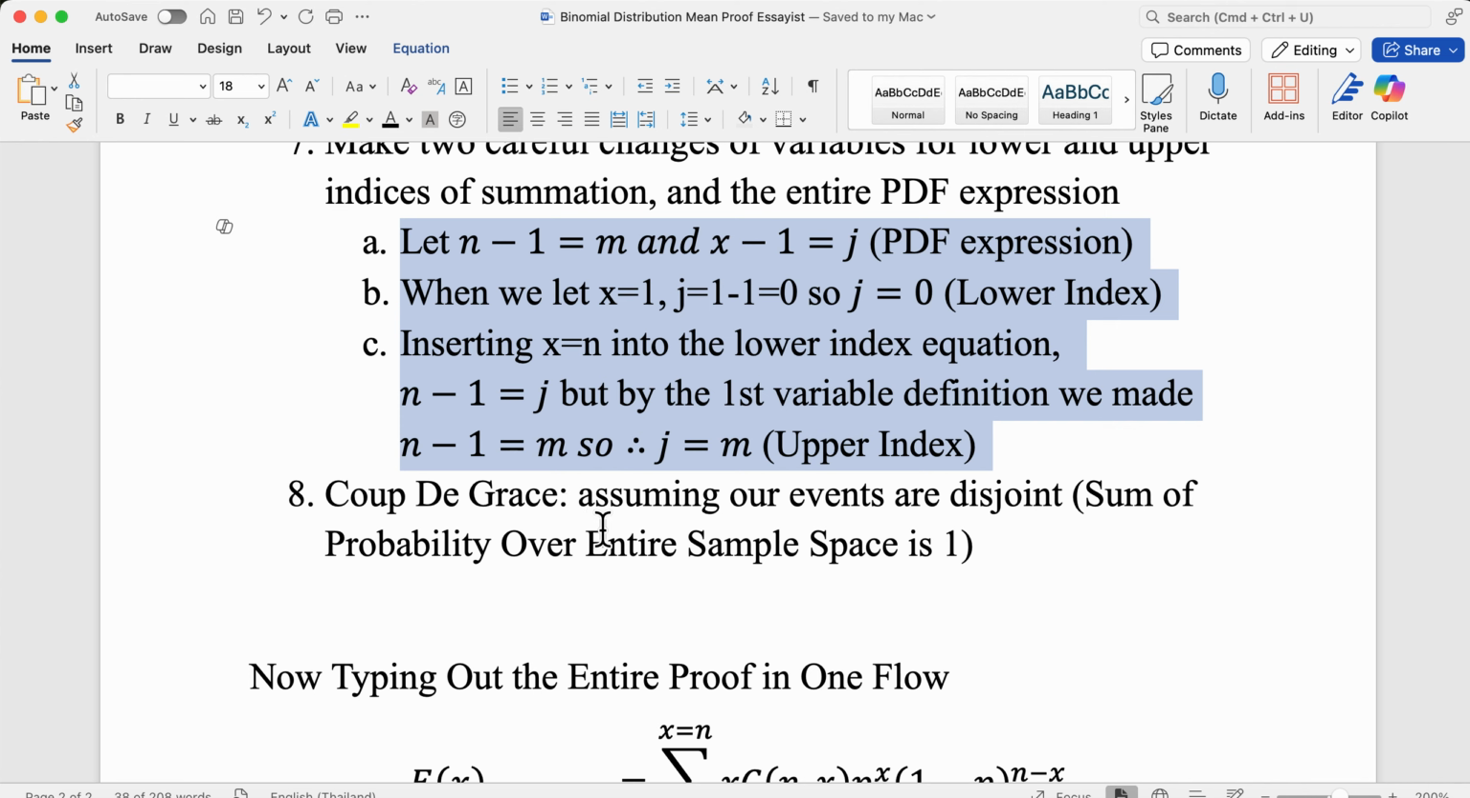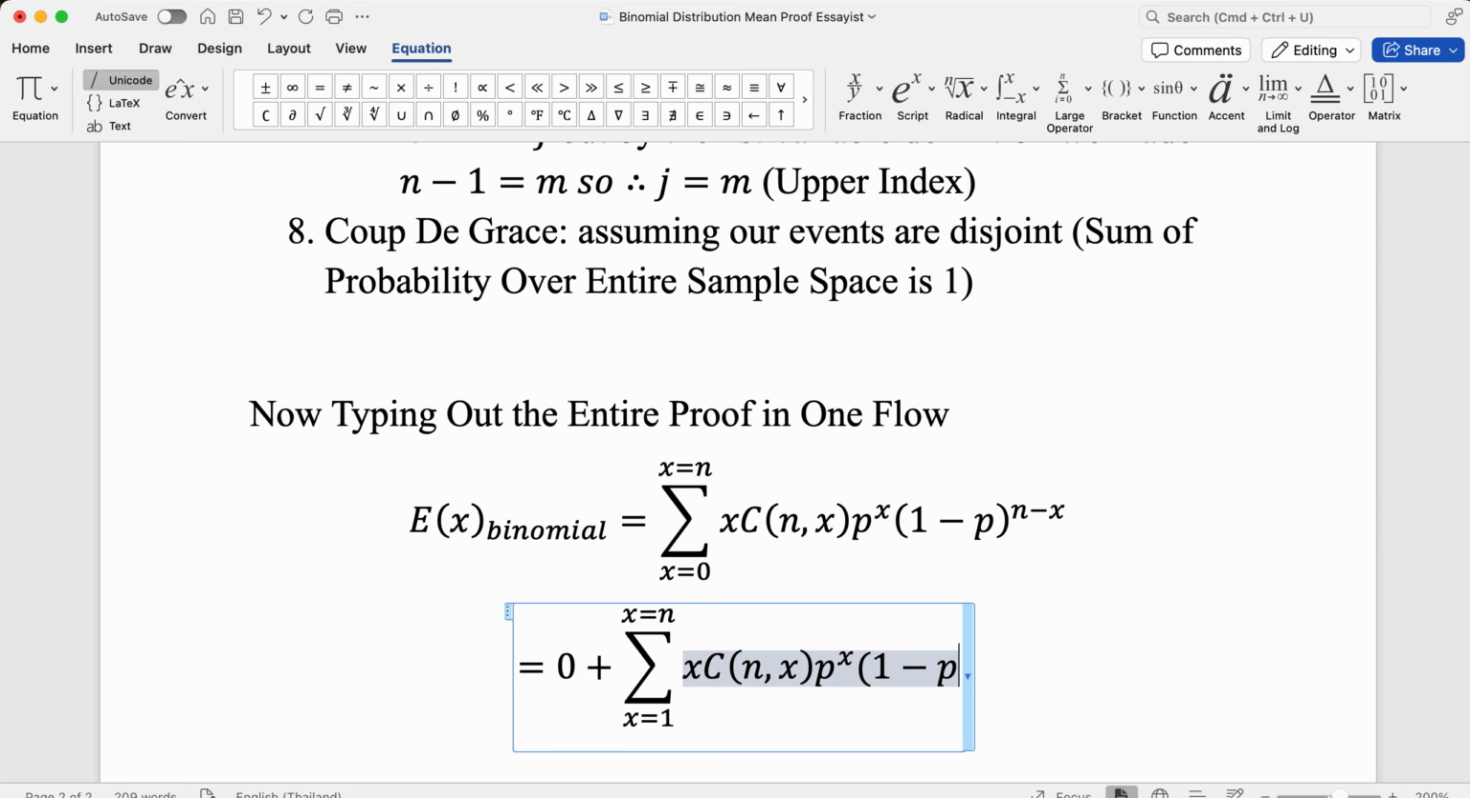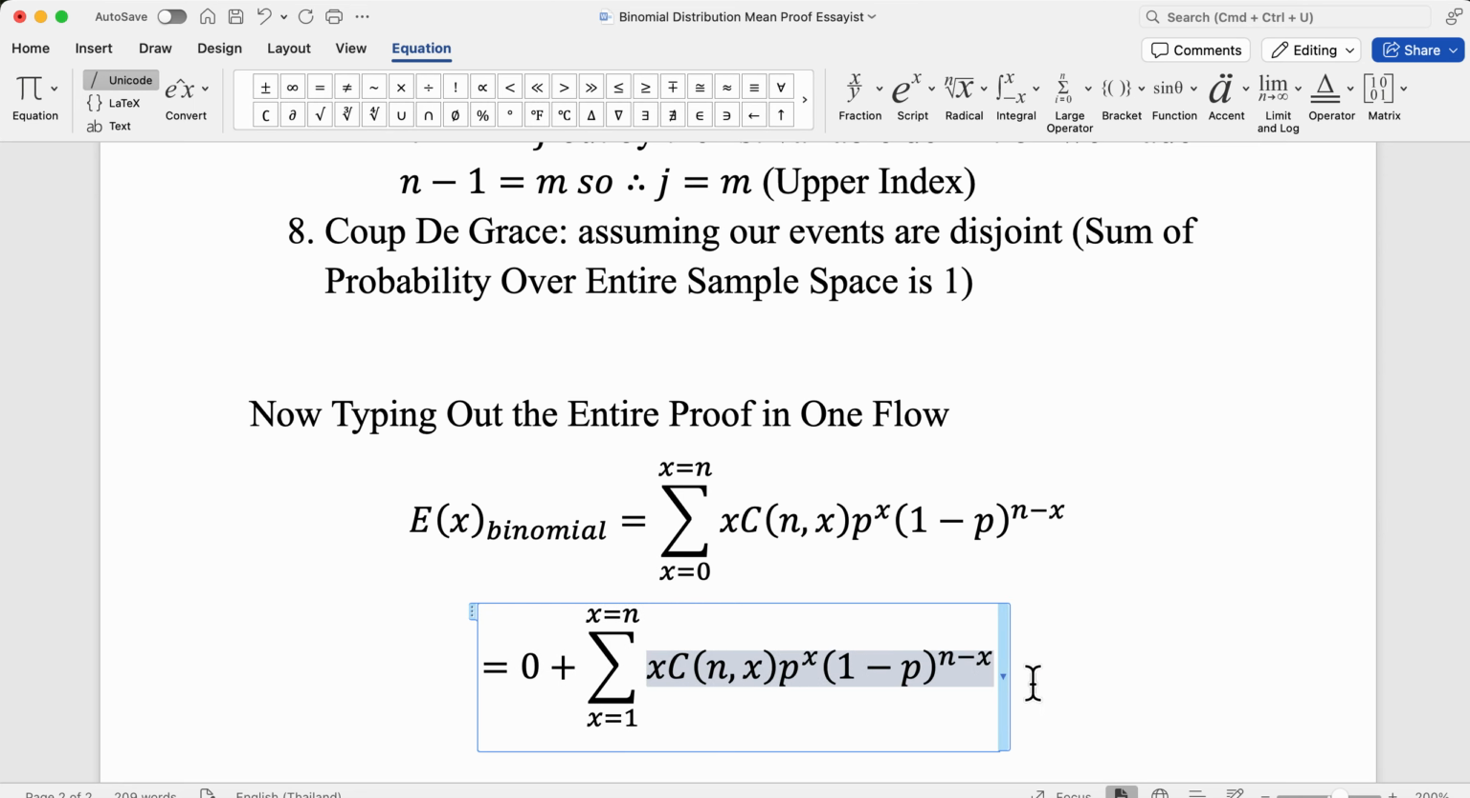So the expectation value equals this finite sum from 0 to n over here. But if we plug in x equals 0 to here, we just end up getting a single term of 0. Therefore, we can just write this as 0 plus the summation from x equals 1 all the way to x equals n. So we've already accounted for the 0th term at 0. We can ignore that and look at all the other remaining n minus 1 terms here. That then becomes x, n choose x, p to the x, 1 minus p to the n minus x.